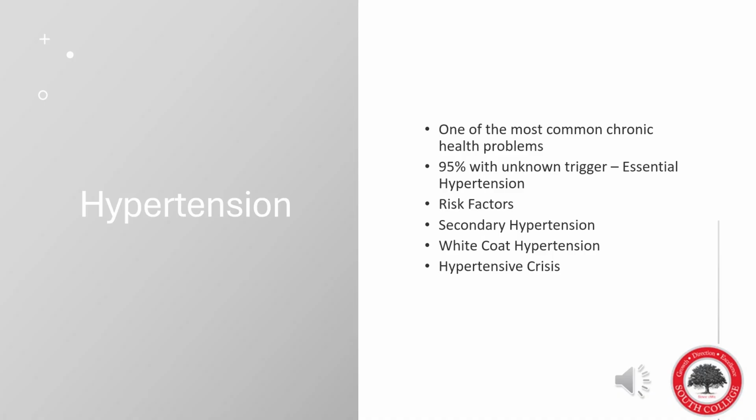Hypertension is one of the most common chronic health problems. 95% are essential hypertension. Of course, you need to know the risk factors and then be able to differentiate between essential hypertension, secondary hypertension, white coat hypertension, and hypertensive emergencies or urgencies.